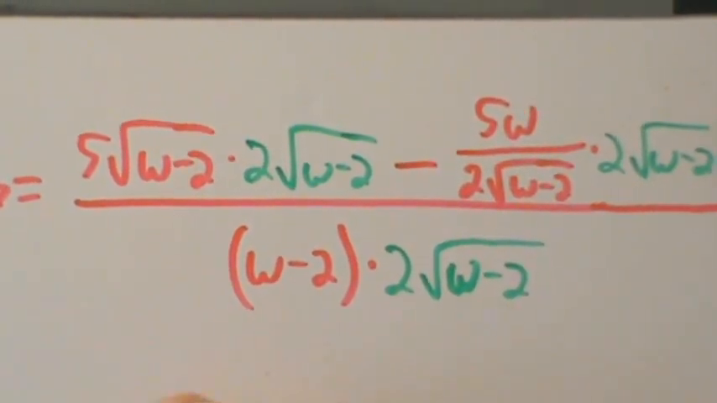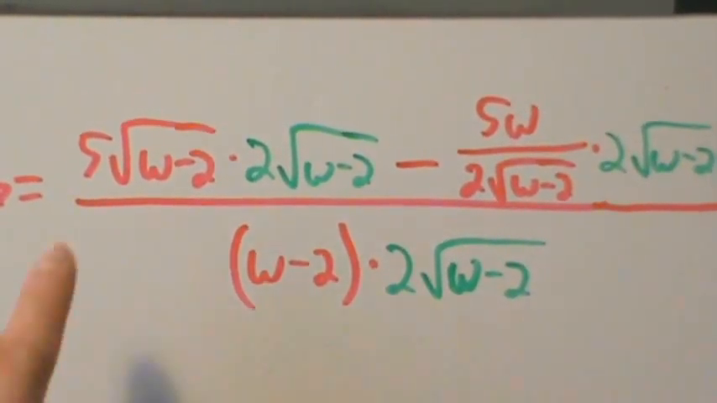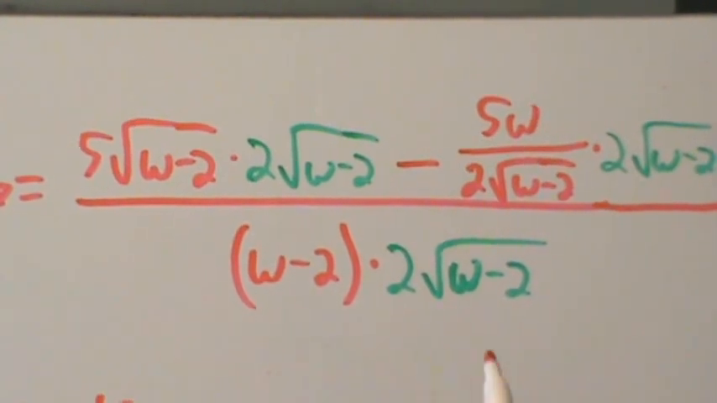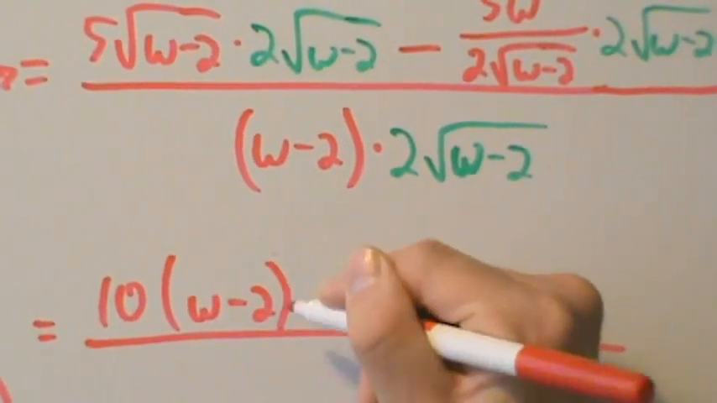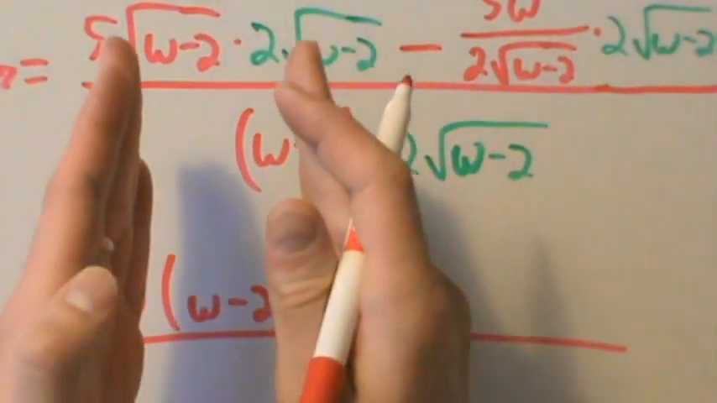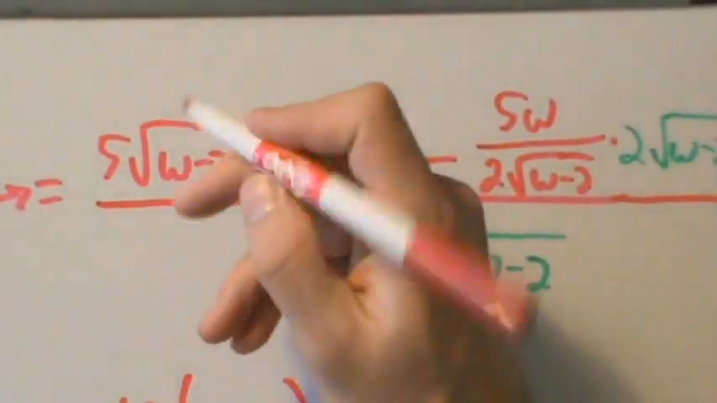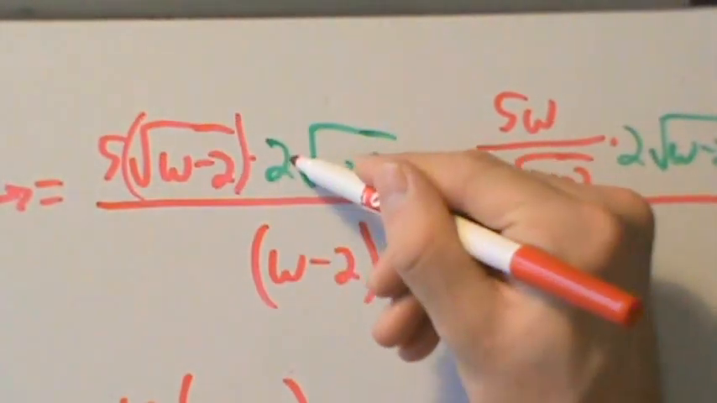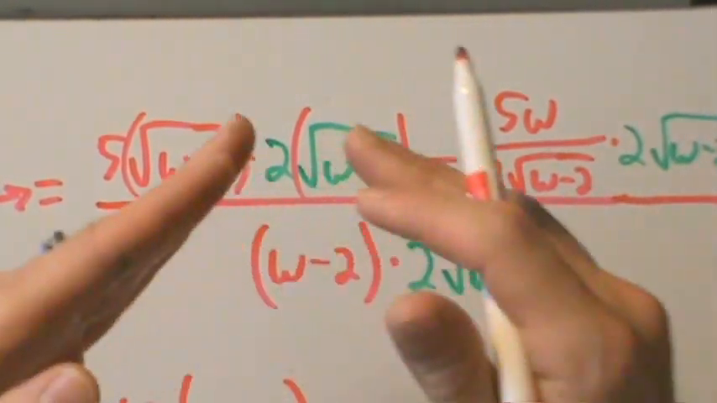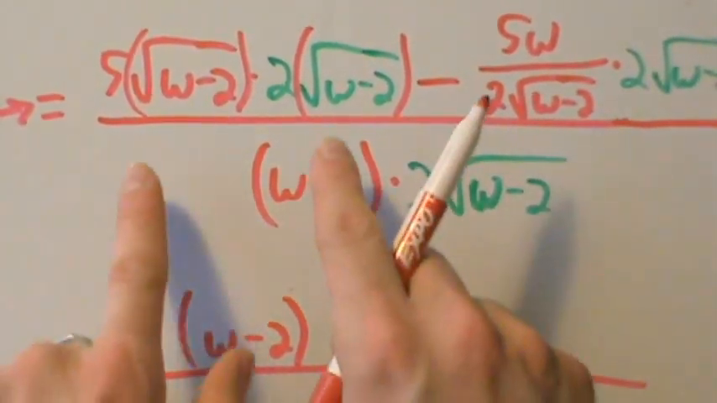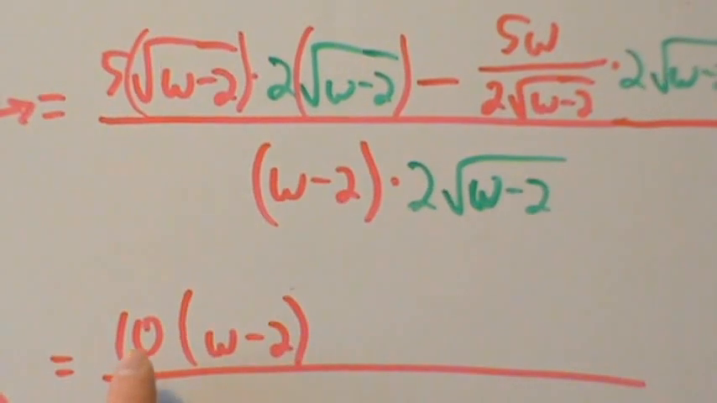So this equals 5 times 2 is 10. Square root of w minus 2 times square root of w minus 2 is just the quantity w minus 2. So be careful, because the 10 is being multiplied by the whole thing, because it's really 5 times this times 2 times that. So really the w minus 2, if you square that, multiply by itself, then that quantity is going to be what's multiplied by everything else. So 10 times the quantity w minus 2.